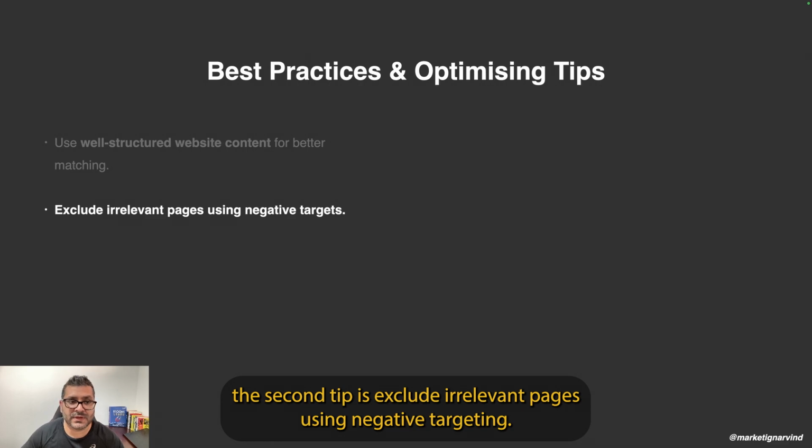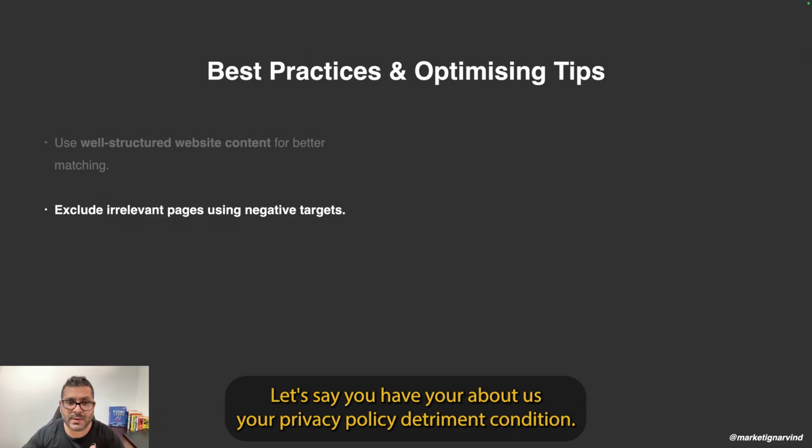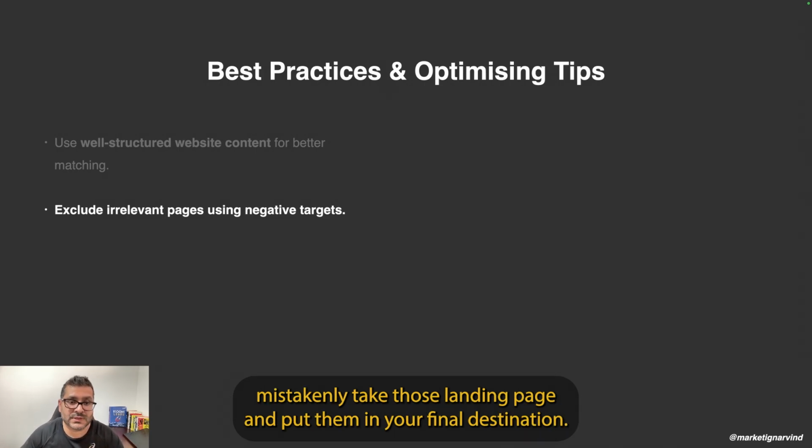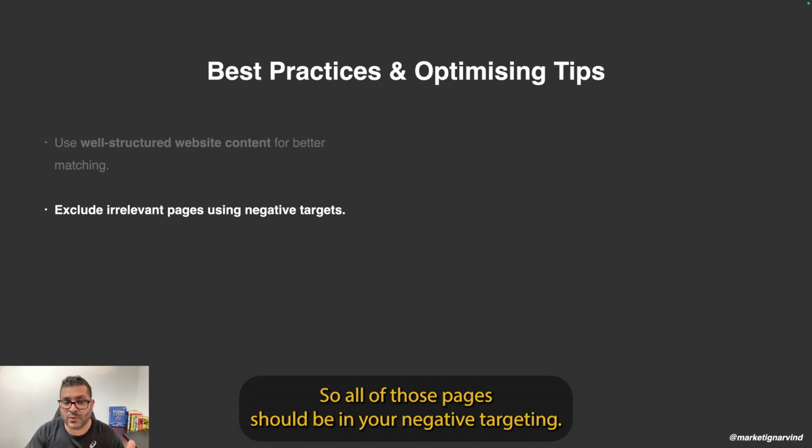The second tip is to exclude irrelevant pages using negative targeting. Let's say you have your about us, your privacy policy, terms and conditions. I would say put them in a negative target, so the user does not land, or Google doesn't mistakenly take those landing pages and put them as your final destination. So all of those pages should be in your negative targeting.